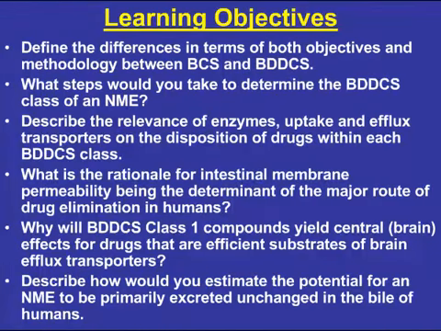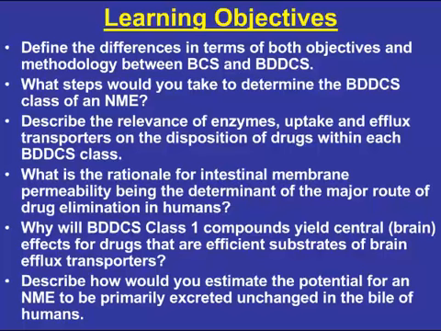Define the difference in terms of both objectives and methodologies between BCS and BDDCS. There's a lot of overlap, but we want to know what the differences are. What steps would you take to determine the BDDCS class of a new molecular entity? Describe the relevance of enzymes, uptake, and efflux transporters on the disposition of drugs within each BDDCS class.